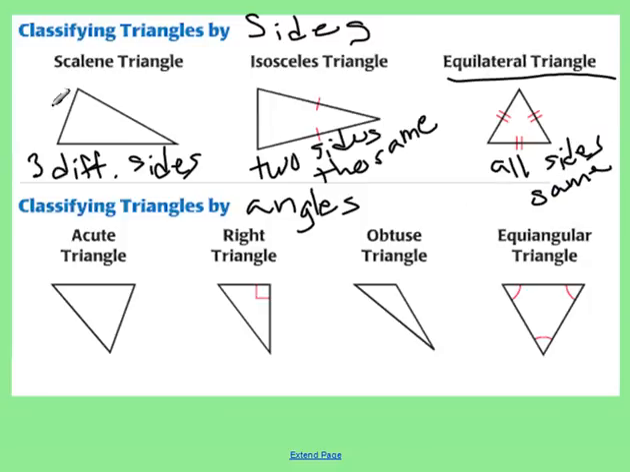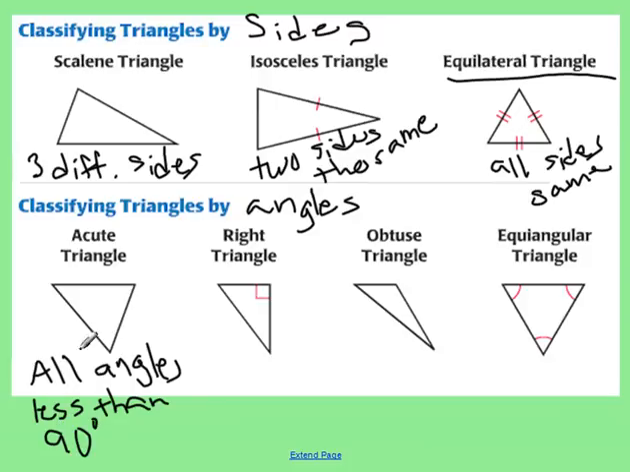So after you classify a triangle by side, you can give it another name too and classify it by the angles. So an acute triangle has all angles less than 90 degrees, because an acute angle is less than 90 degrees. So as you can see here, they are all less than 90 degrees. 90 degrees is a right angle, like this one here. So an acute triangle has all angles that are less than 90.